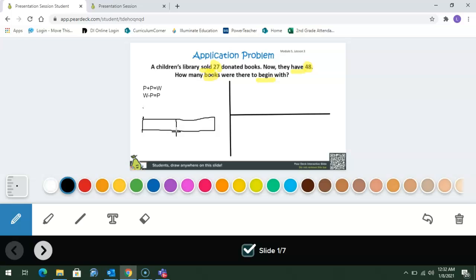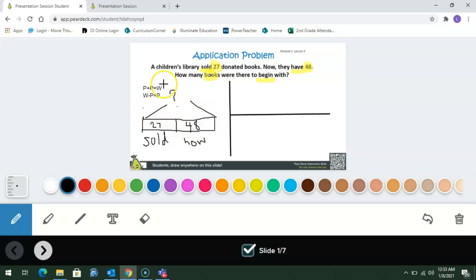Think. Do you know the parts? Do you know the whole? We know how many they sold and how many they have, but I don't know how many they started with. So that means that I know how many they sold, and we'll write the number 27 there. And I also know that they have 48, so that's how many they have now. I don't know how many they started with. So this is a part, this is a part, and I'm missing the whole.